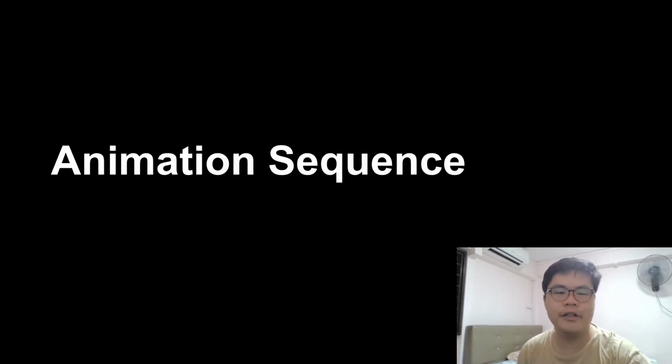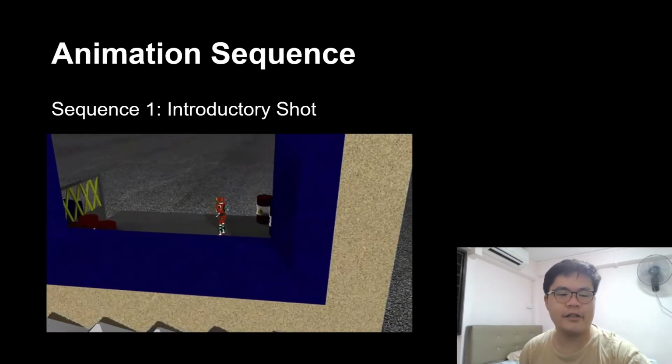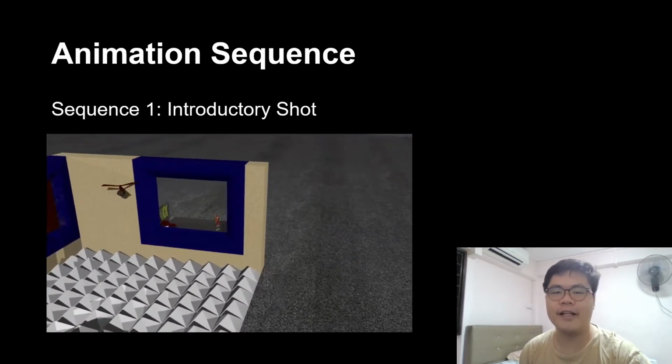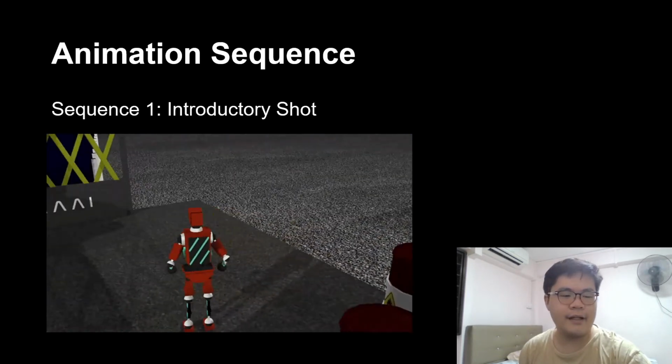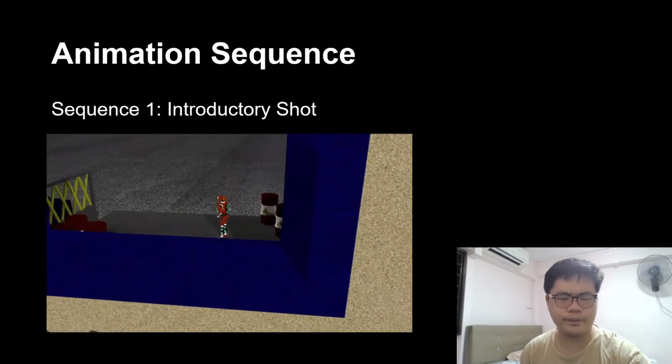So we'll now go through the animation sequence. The first part of our sequence is an introductory shot where the viewer can see the abandoned factory as a whole. And after that, we are introduced to our main character, A142.